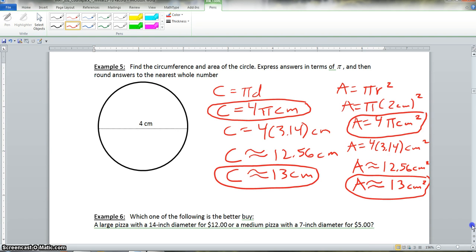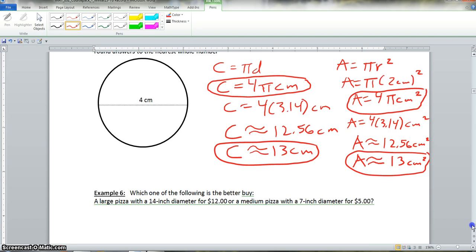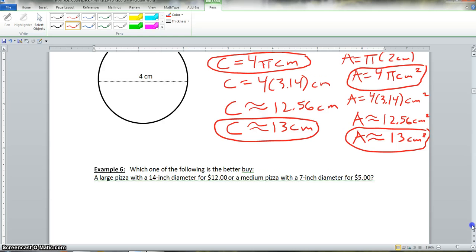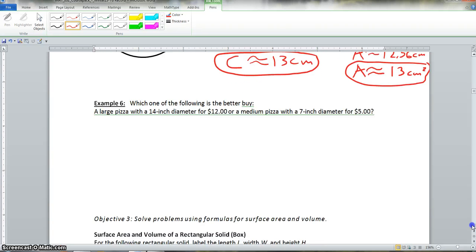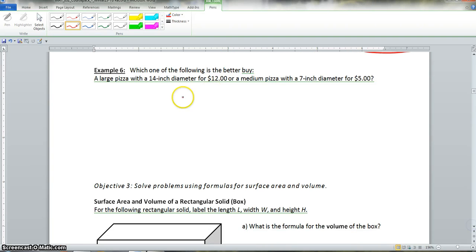Now, we scroll down here to example 6. It says, which one of the following is the better buy? A large pizza with a 14-inch diameter for $12, or a medium pizza with a 7-inch diameter for $5. So what we would do is this here. We would put area is equal to pi radius squared. Now remember, this is the large pizza, so I'll write large here.